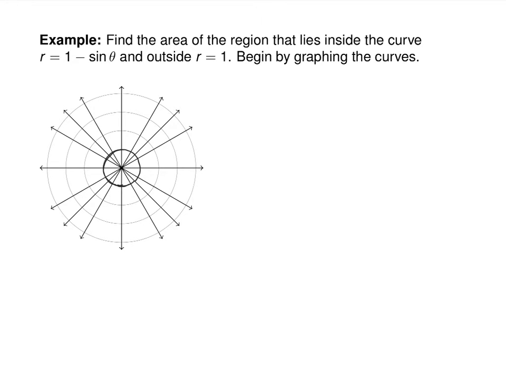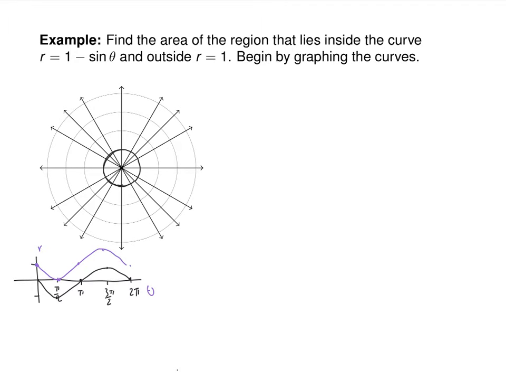All right, 1 minus sine theta. Well, first of all, minus sine theta will look like this. Start at 0, down to -1, up to 0, up to 1, down to 0. Then we add 1 to that. And there is the curve in the theta r Cartesian system.